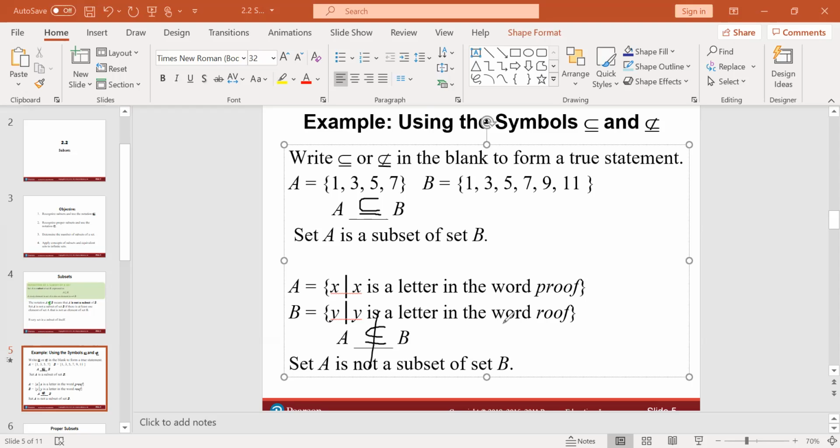If I went the other way around, is B a subset of A? It actually will be, because A is the letters P, R, O, F and B is the letters R, O, F. So B would have taken all of its values from A, if you will. So if I go the other way around, that's true. But just the way it was written there, it's not true.